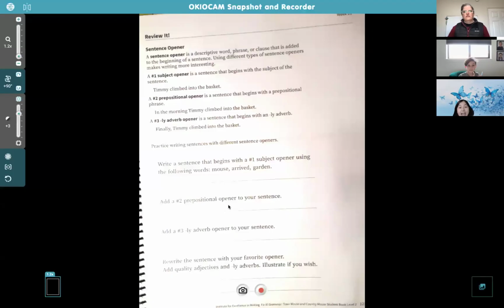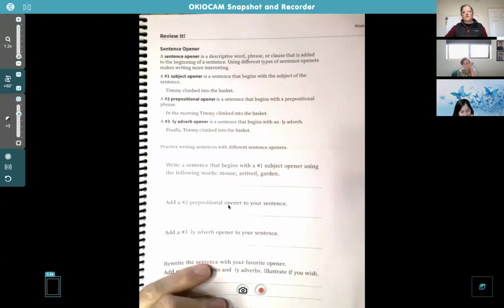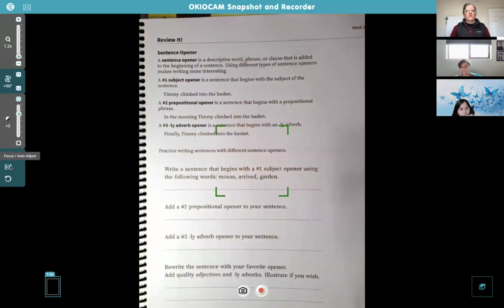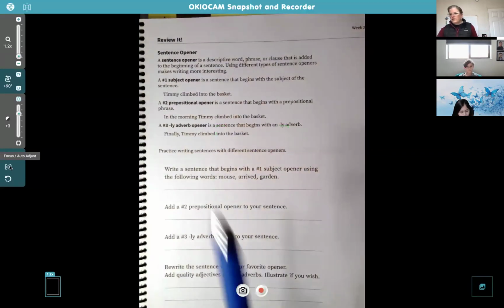Page 121. We are talking about sentence openers today. Sentence openers, and this is review. You already know about these openers, so this is just going over them again, just reviewing.